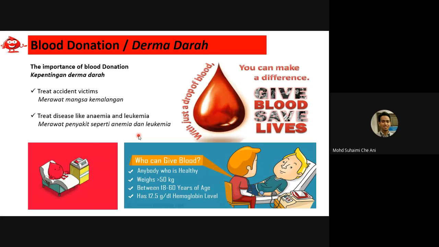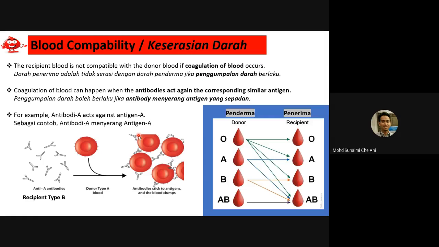So Lohit asks, AB blood group cannot donate blood to another person? AB only can donate to AB only. AB cannot donate to O, A, and B. Only an AB person can receive the donation from AB. Okay.